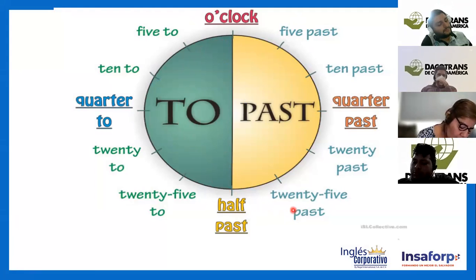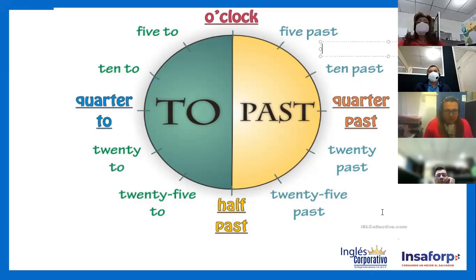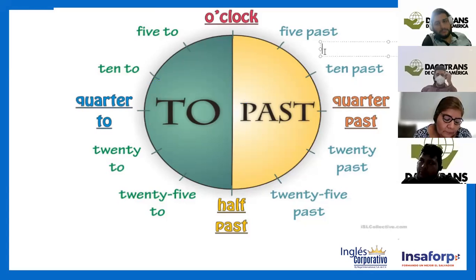Por ejemplo, ¿cómo puedo decir faltan 35 para las 7? How can I say that, guys? ¿Cómo puedo decir faltan 35 para las 7? How can I say that, guys? O faltan 10 minutos, digamos, para las 7.